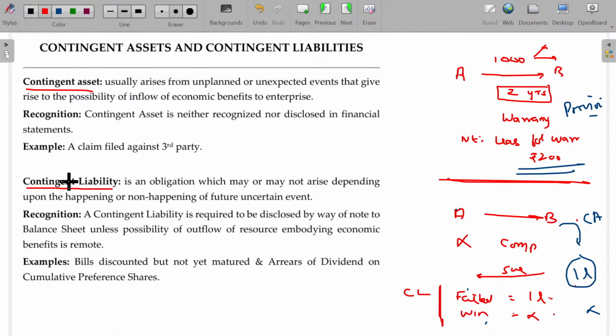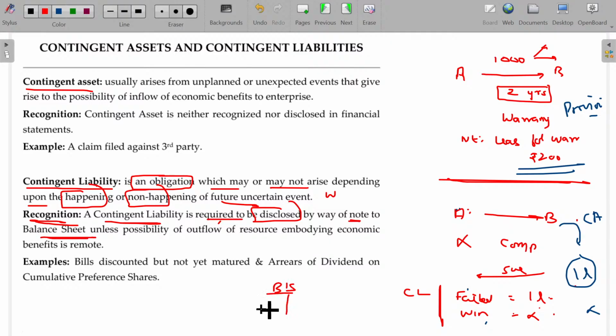Let's see. Contingent liability is an obligation, yes, an obligation of 1 lakh, which may or may not arise depending upon the happening or not happening of a future uncertain event. Happening means winning or losing in the case. May win or may lose. How can I recognize this, sir? Contingent liability is required to be disclosed by way of a note to the balance sheet. Below the balance sheet, you will show this as contingent liability for this case, 1 lakh.